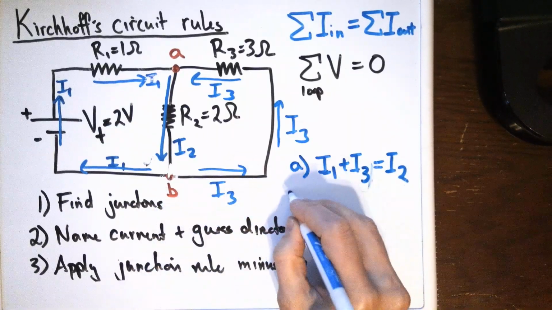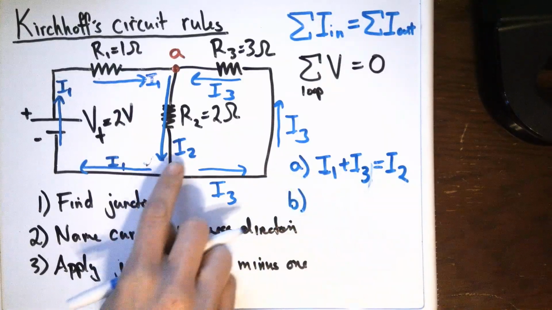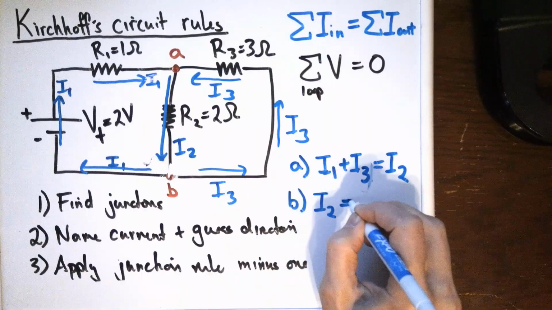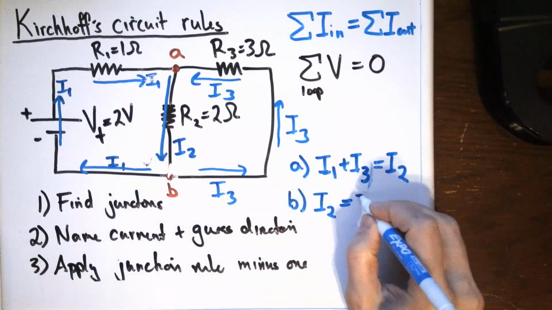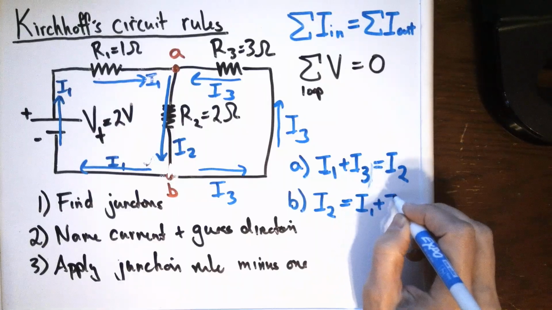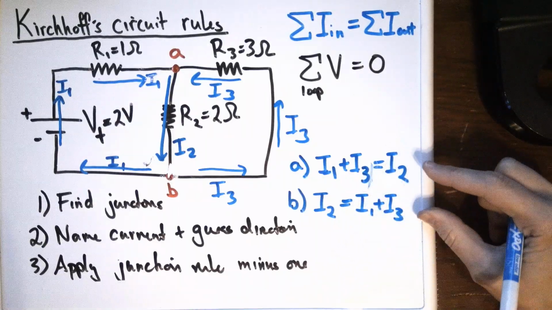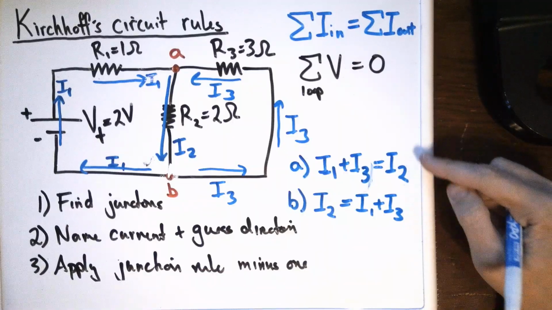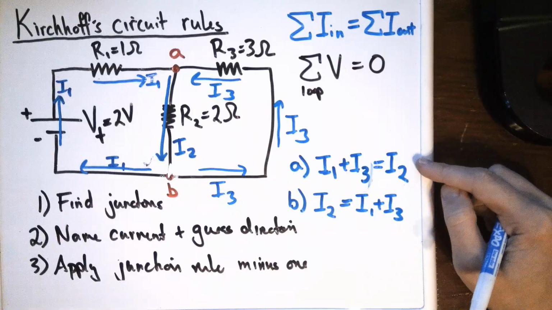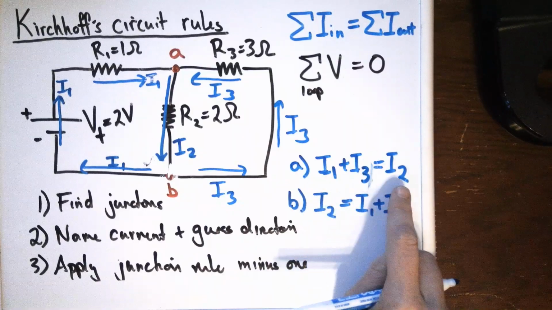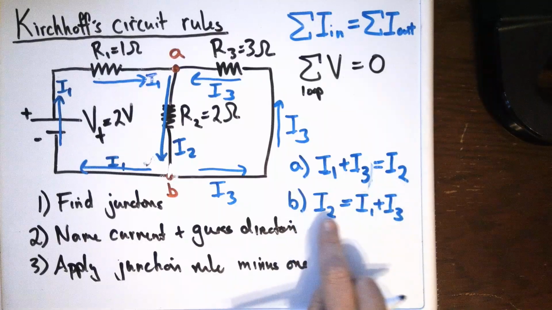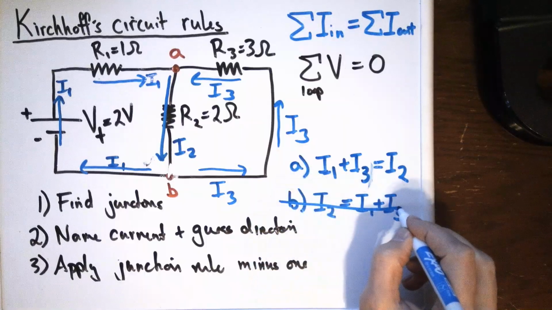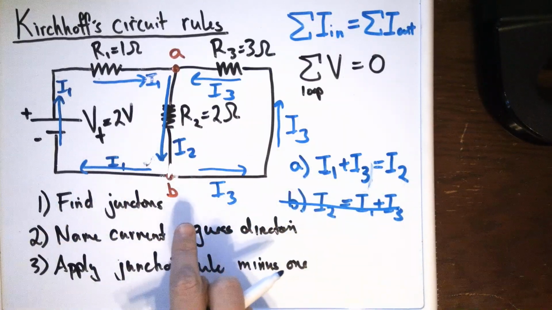Now let's look at junction B. Here I've only got current 2 coming in. So 2 goes in, and then 1 and 3 go out. And now that we've done this, you can see why we need one less equation than we have junctions, because these 2 equations are exactly the same equation. Current 1 plus current 3 equals current 2. And here we just switched how we've written it: current 2 is current 1 plus current 3. So we don't even need this one. All right, so that takes care of the junction rules.